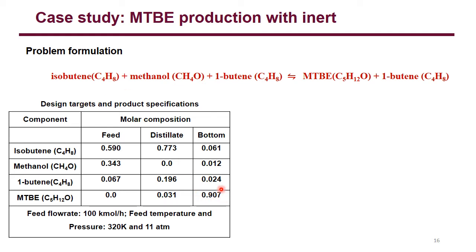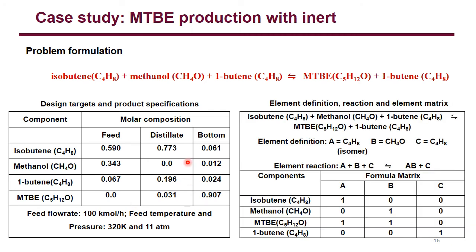More specifically, at the bottom, MTBE should be produced at more than 90%. We specify the feed conditions and flow rate. After that, these molar compositions are expressed in terms of the elements. Here we can see that the number of components is 4 and the number of reactions is 1. So the whole reactive system can be expressed with respect to the 3 elements. Here is the formula matrix.